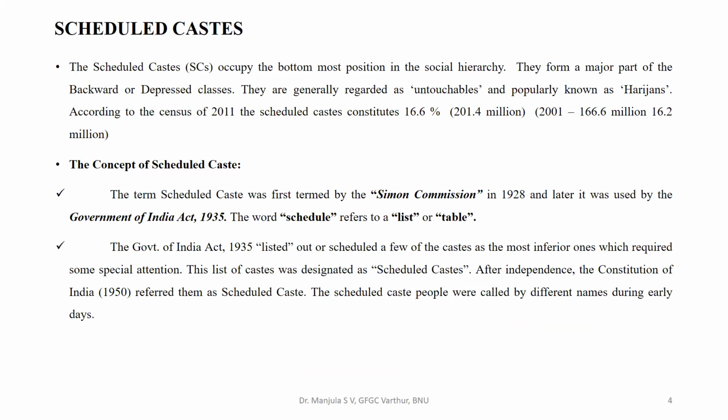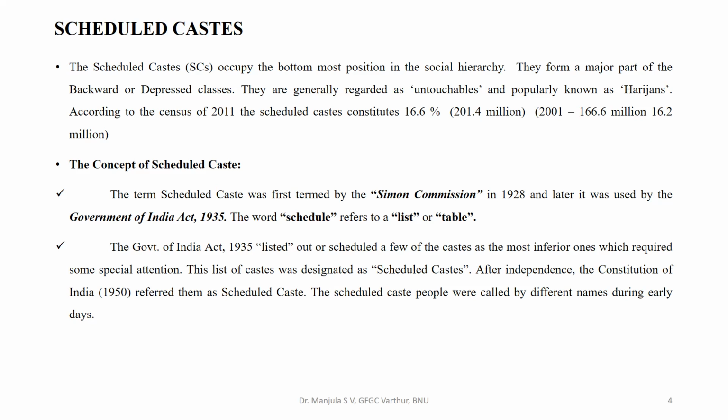Now, let us look into what we mean by scheduled caste. The scheduled castes or the SCs occupy the bottommost position in the social hierarchy. They form a major part of the backward or depressed classes. They are generally regarded as untouchables and popularly known as Harijan.